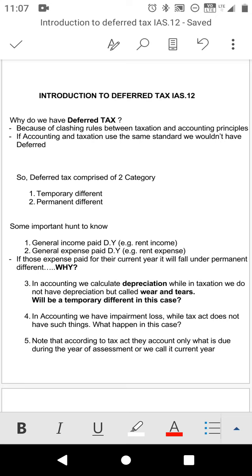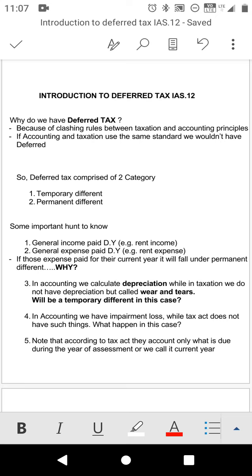Why? Because what they record in accounting is the same as what they do in taxation. So there won't be any deferred tax arising in that case, because the principle that they use is the same in this case.